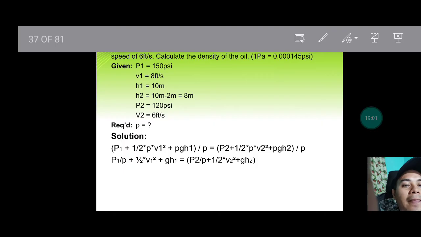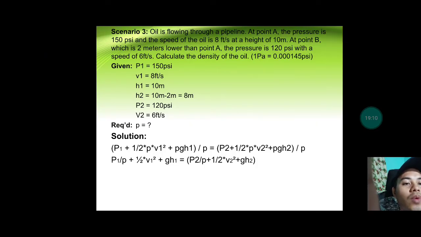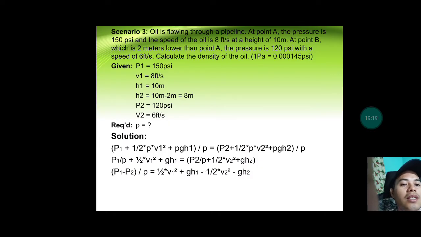one on the left side and one on the right side. So P1 over P plus 1/2 V1 squared plus GH1 equals P2 over P plus 1/2 V2 squared plus GH2. Okay. Next, we will put all the values with density on the left side, while all the values without density will be put on the right side.